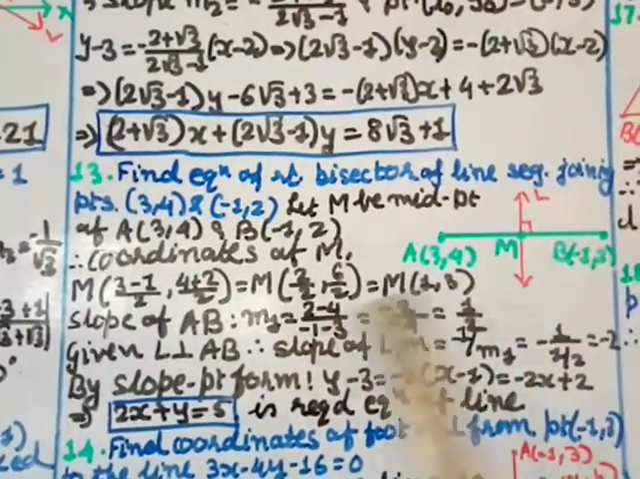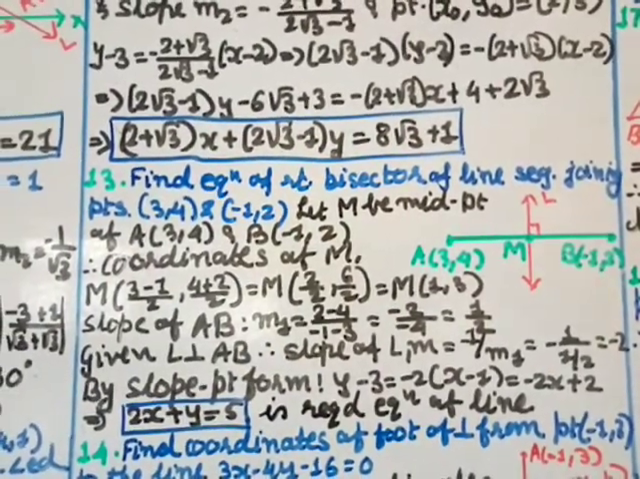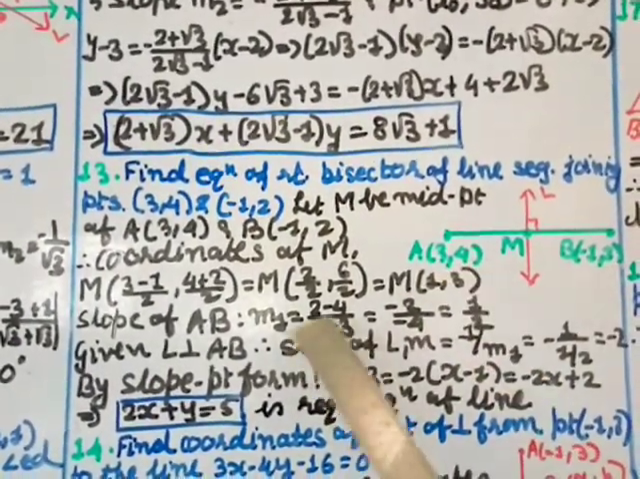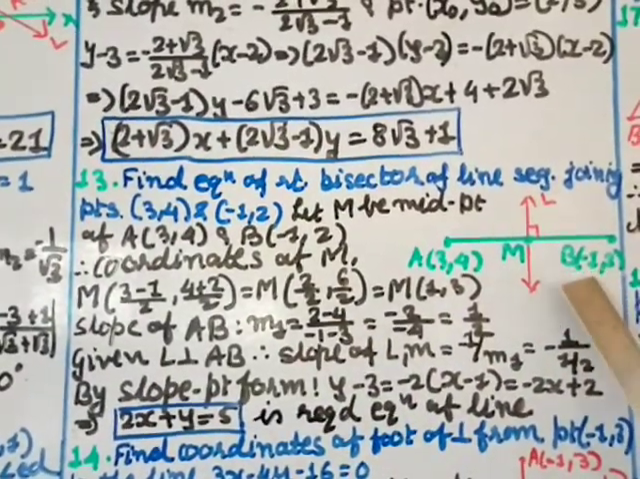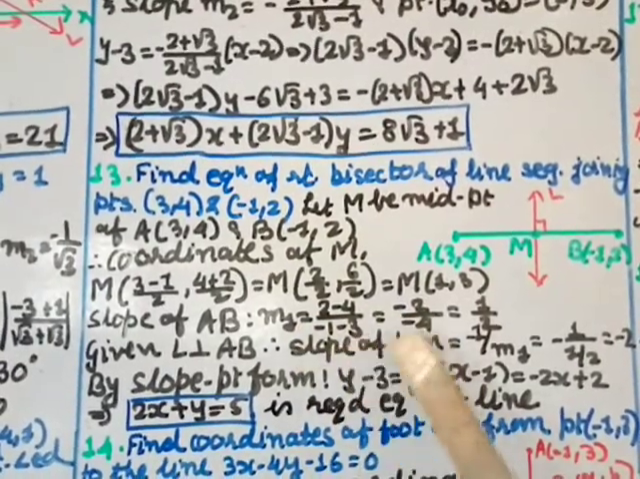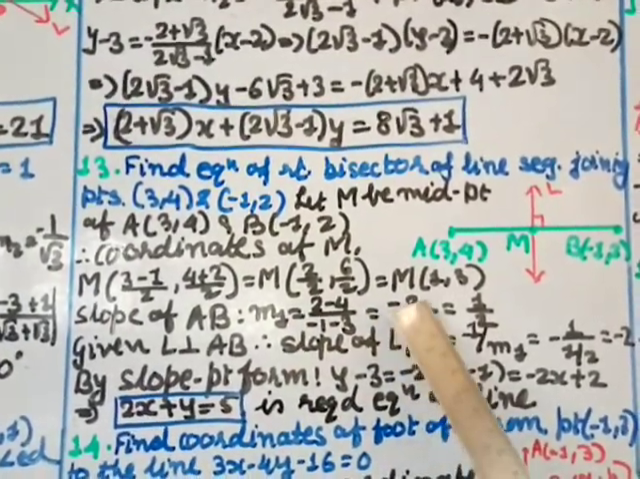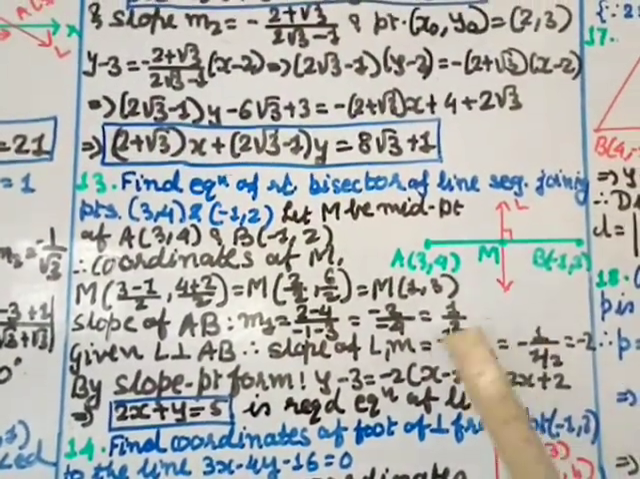Now slope of AB is m1 is equal to y2 minus y1 divided by x2 minus x1. So 2 minus 4, and denominator is minus 1 minus 3. So 2 minus 4 is minus 2, minus 1 minus 3 is minus 4, minus minus cut by 2, so 1 by 2. So slope of this line is 1 by 2.